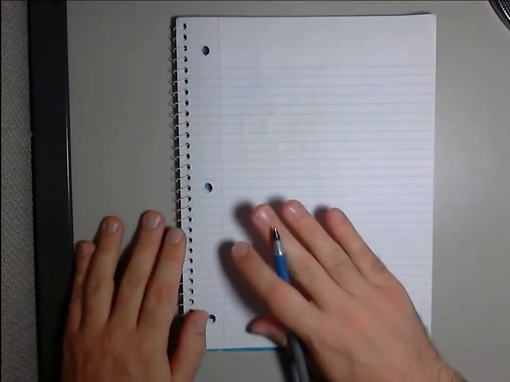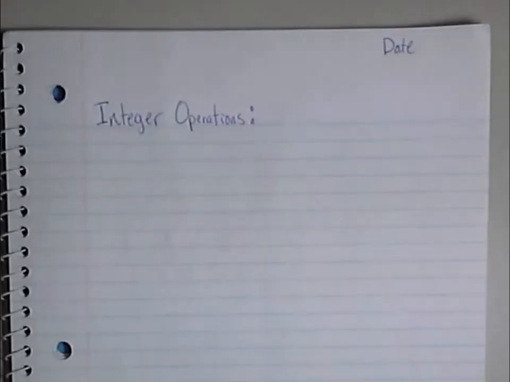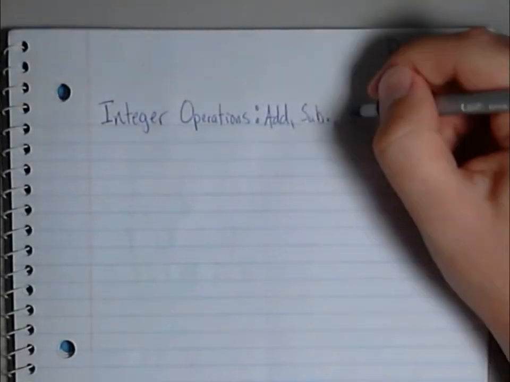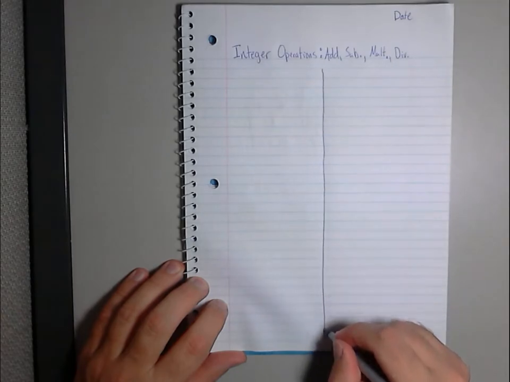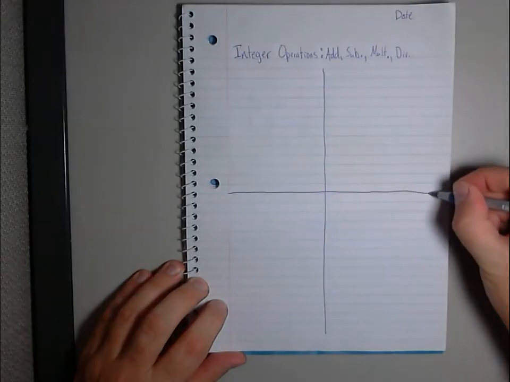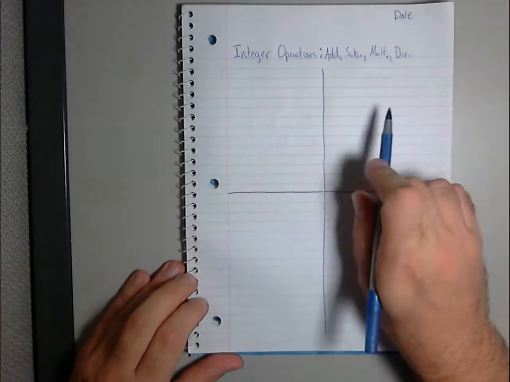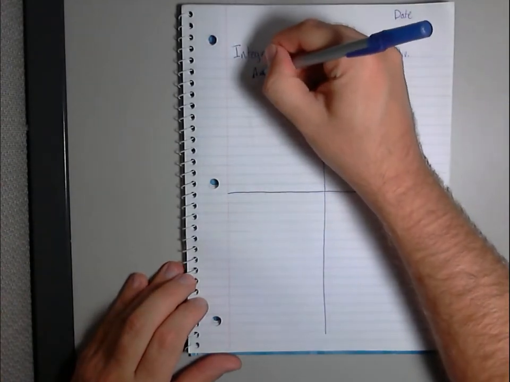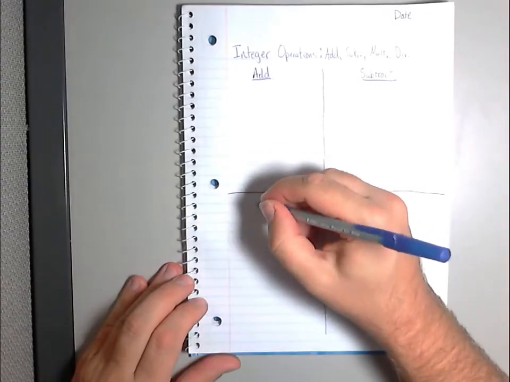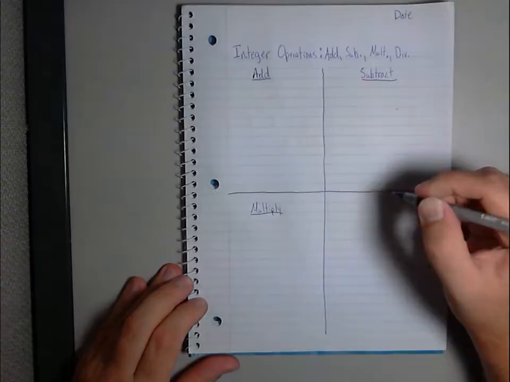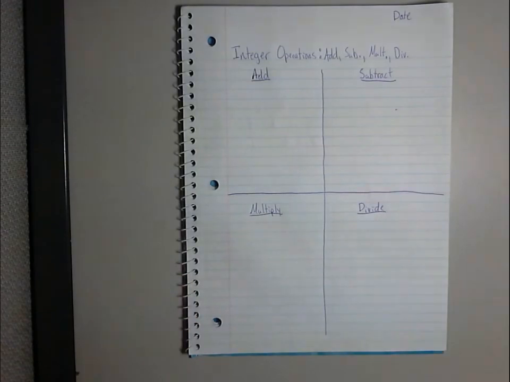Just like any class, I want you to start out with your notebook page looking like this, and every day we're going to put the date at the top right. Since I'm recording this earlier, I don't know what the date is, so please make sure you have the correct date at the top, and start with your title, integer operations: adding, subtracting, multiplying, dividing. I always like to cut my page into 4 pieces because our brain likes when things are compartmentalized. So go ahead and in each box you're going to write out the 4 operations. Pause the video if you need to.